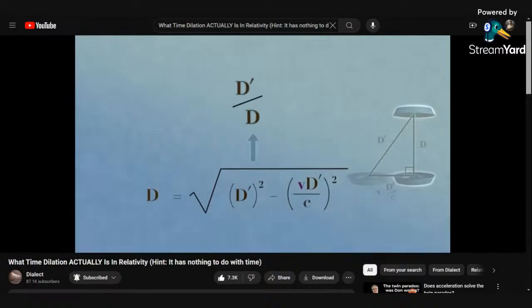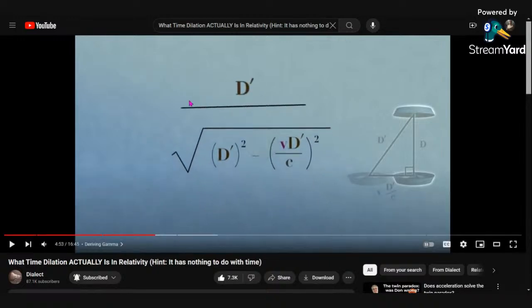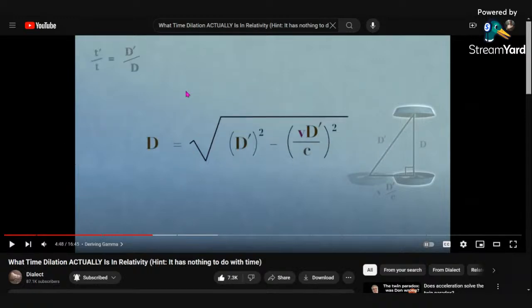Plugging this expression into our ratio, we have d expressed purely in terms of d prime, v and c. It's pure d prime, so we can have a d prime notation, okay? Squared.